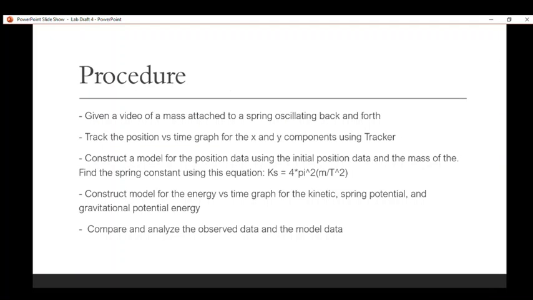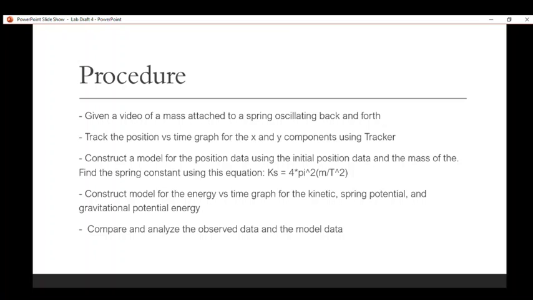For the procedure for this lab, we are given a video of a mass attached to a spring oscillating back and forth. We have to track the X and Y components using Tracker. And then from this data, we can calculate the spring constant and the relaxed length using the equation given.